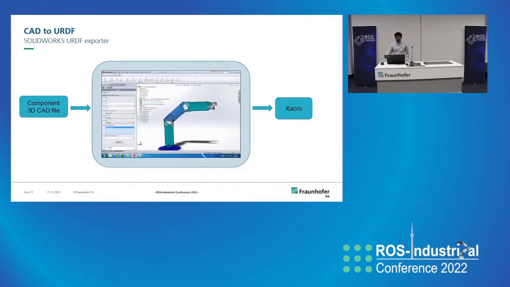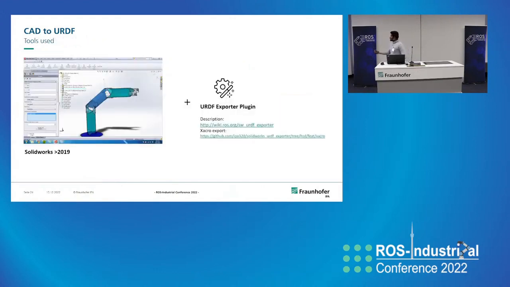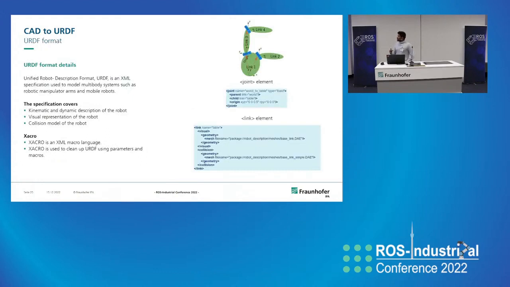The first step was conversion from the 3D CAD model to Xacro or URDF. That was our first step in the process. For this, we had this URDF exporter plugin, which came in handy. As my colleague Christoph mentioned, it's still not in the mainline, but the pull request is there. So using the URDF exporter plugin in SolidWorks, I will show you how this CAD export is done.